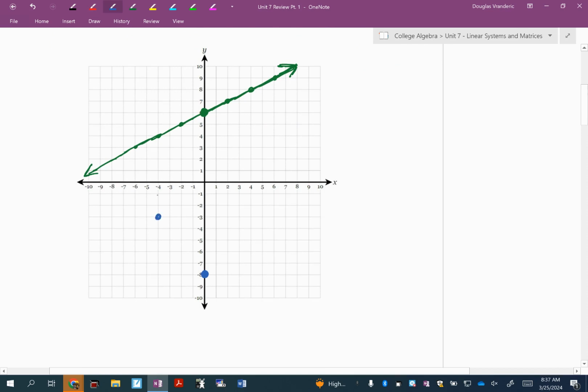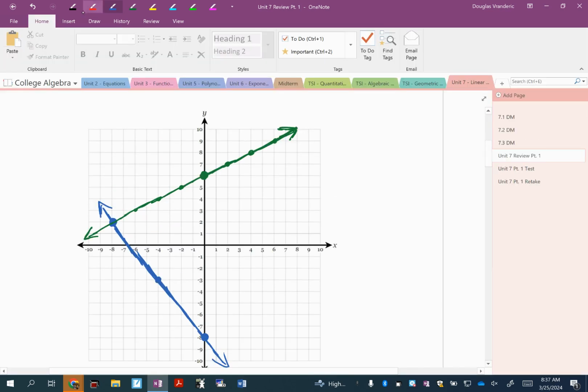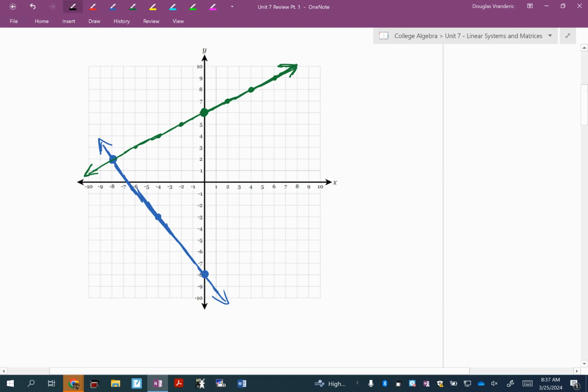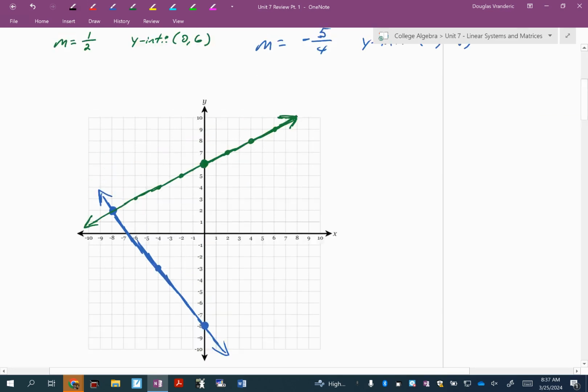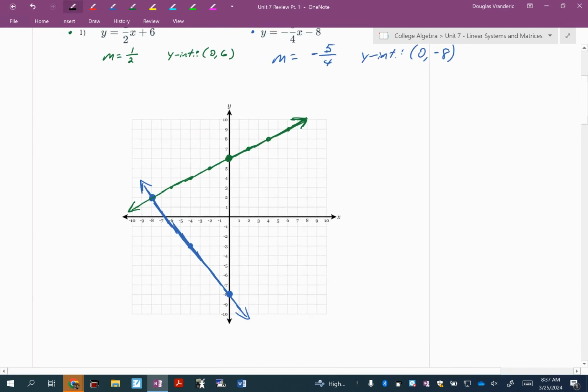Do the same thing, 1, 2, 3, 4, 5. And you should see we finally hit our green one. And that ordered pair where they intersect is going to be the solution. So if we count for that one, it's -8, +2. So the solution to this system is right here, which is -8, +2.